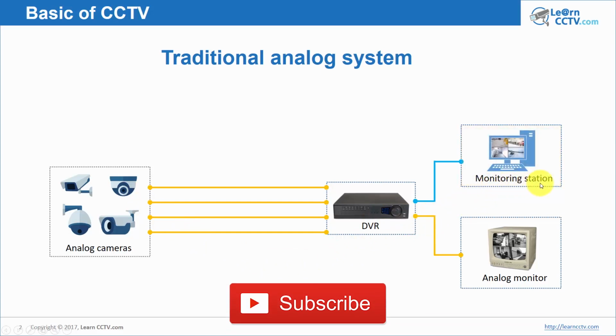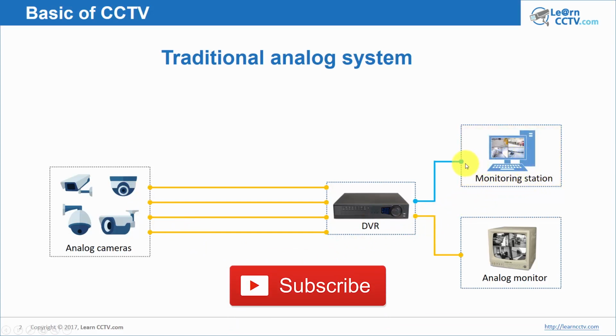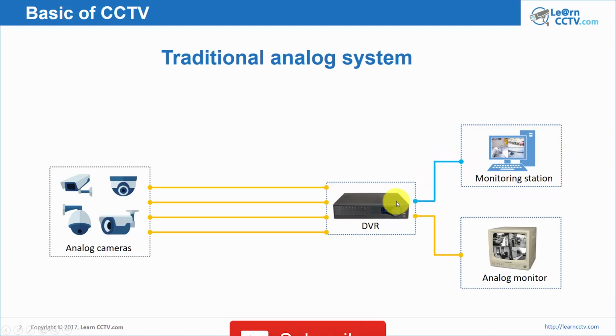Then I have the monitor station. It's a computer with a UTP cable, a network cable. I can connect directly to my DVR, or I can connect to a router, and then from the router to my monitor station. And then I can install a software here, and I can monitor the DVR remotely, and I can also configure the DVR remotely. And just right here, I have an analog monitor, so I can connect a BNC cable, a coaxial cable with BNC. I can also connect a VGA or HDMI cable.